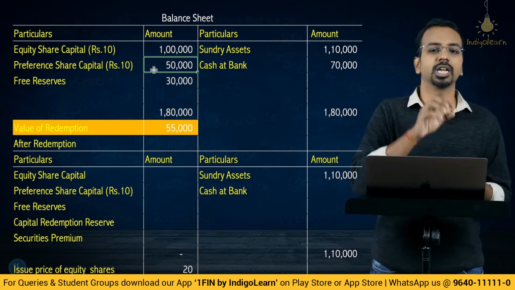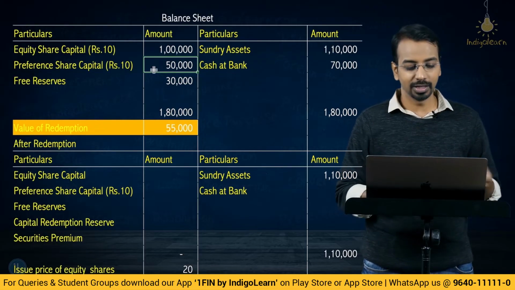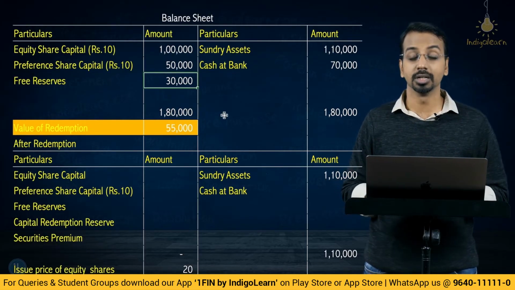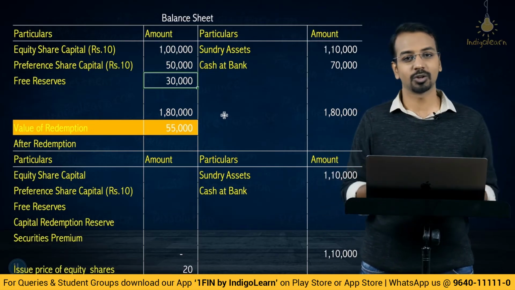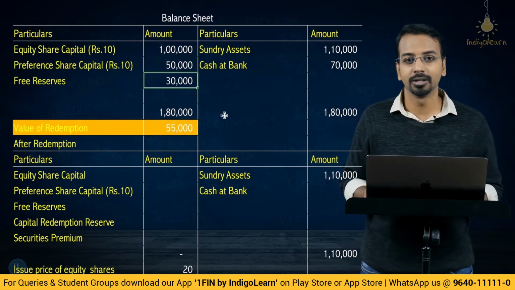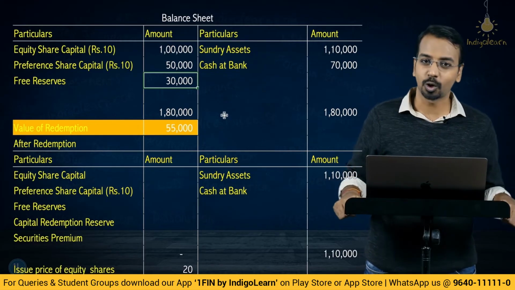Do we have sufficient money or do we have sufficient free reserves to create CRR? We have total free reserves of 30,000. We need to create CRR of 50,000. Is this sufficient? No, it is not sufficient. What is the shortfall? Now you may quickly compute and tell: 50,000 minus 30,000, 20,000 is the shortfall.